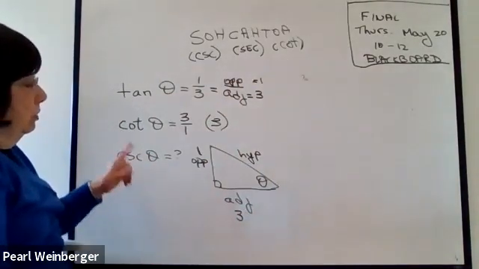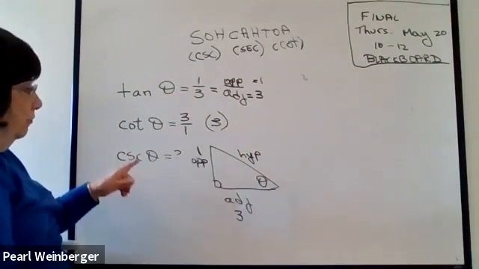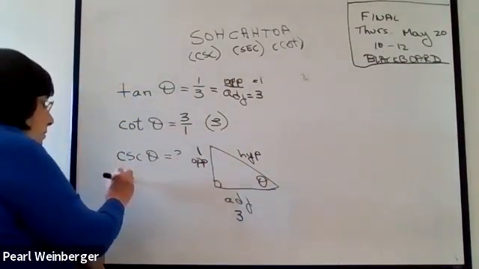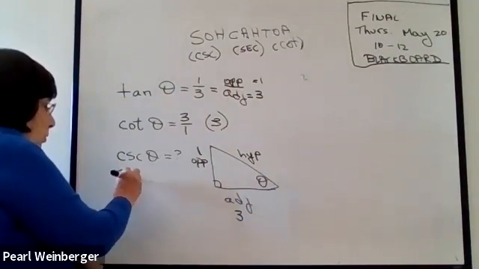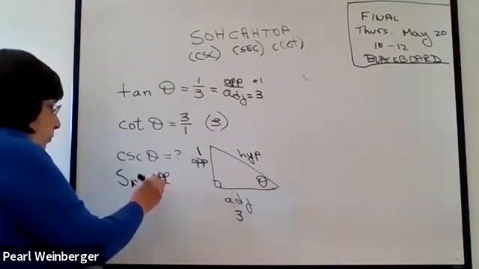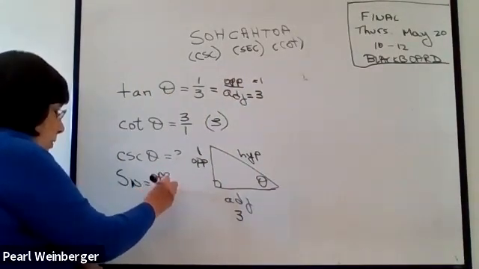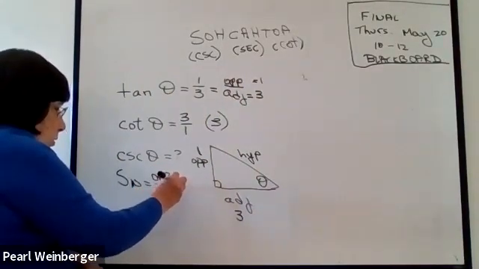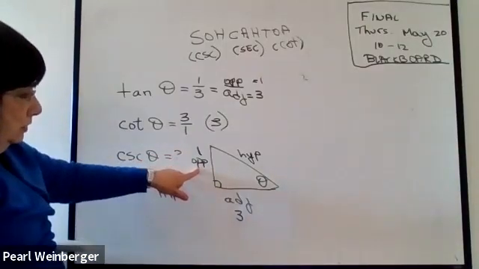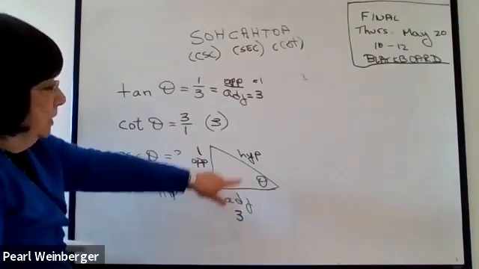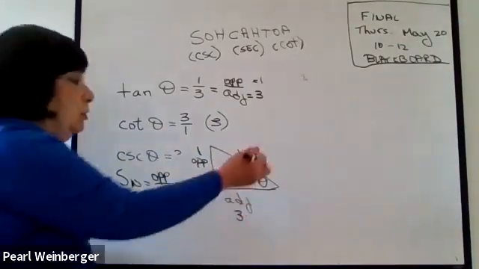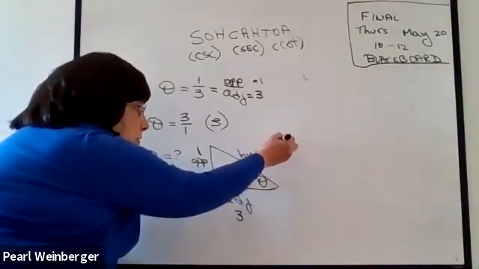Now, in order to find the cosecant, I first have to find its partner, the sine. Now, the sine, we know, is opposite over hypotenuse. So in this triangle, I know what the opposite is. I know what the adjacent is, but I don't know what the hypotenuse is.